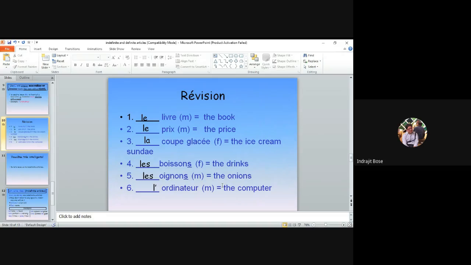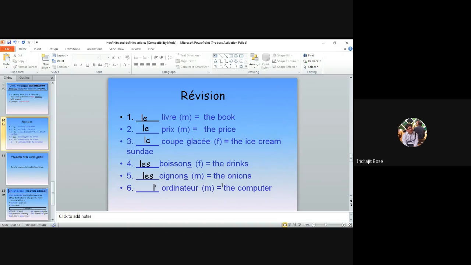Okay, so a bit of revision. Le livre, because the book is masculine. Prix, or the prize, is also masculine, so le prix. Coupe glacée, the ice cream sundae, is feminine, so we have to say la coupe glacée.